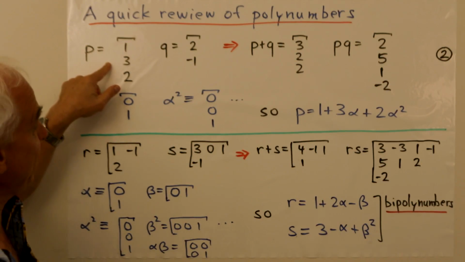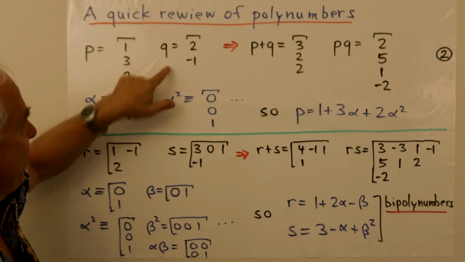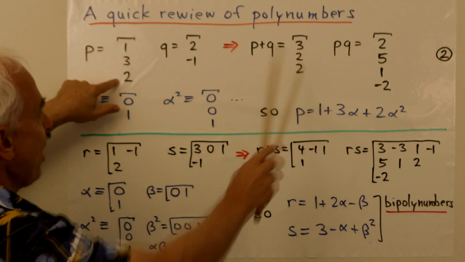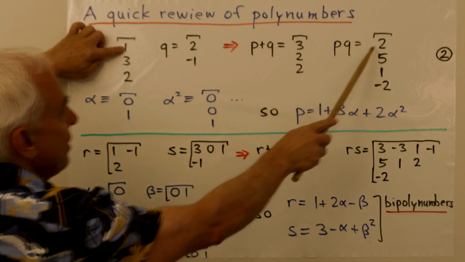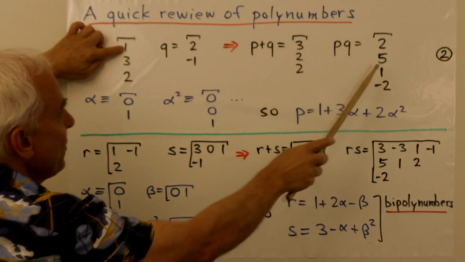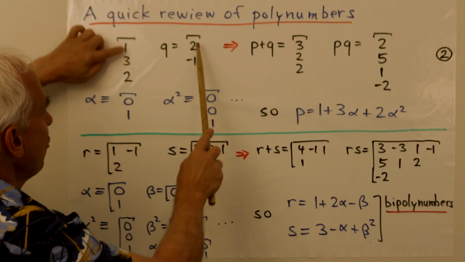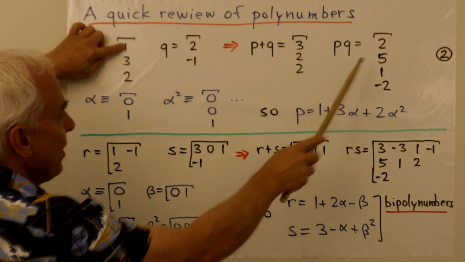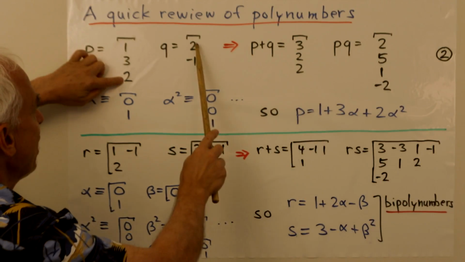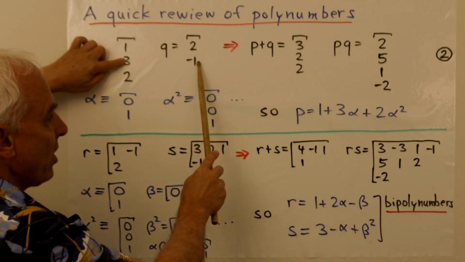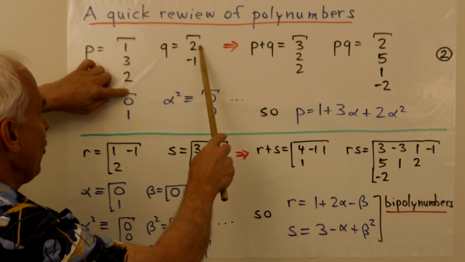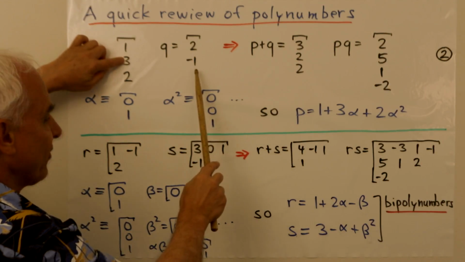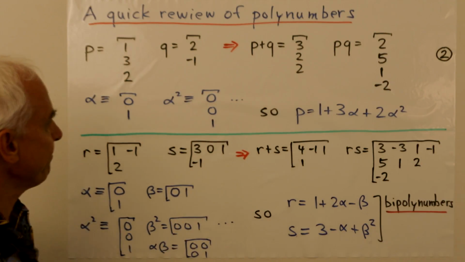There's a polynumber p, there's a polynumber q, there's their sum, which is just component-wise, and the product is obtained the following way. The top one is 1 times 2, the next one is 3 times 2 plus 1 times minus 1, the next one is 2 times 2 plus 3 times minus 1, and the next one is 0 times 2 plus 2 times minus 1 plus 3 times 0, and so on.